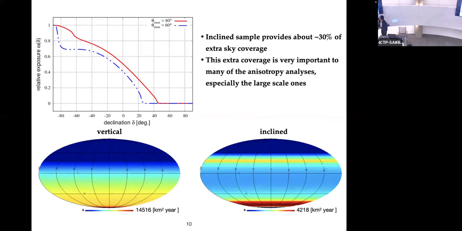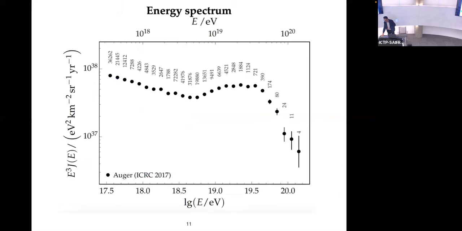So we can see showers all the way from the South Pole to the Northern Hemisphere with declination around 20 or even 40 degrees. We use the inclined data set. That's the part of the sky that we are sensitive to. So this is our final energy spectrum.